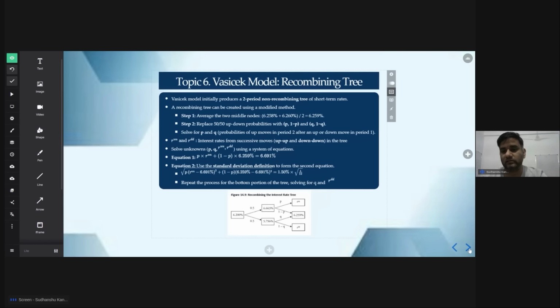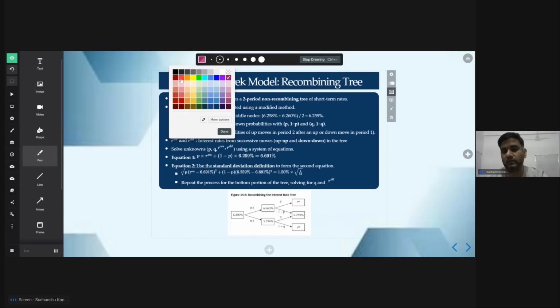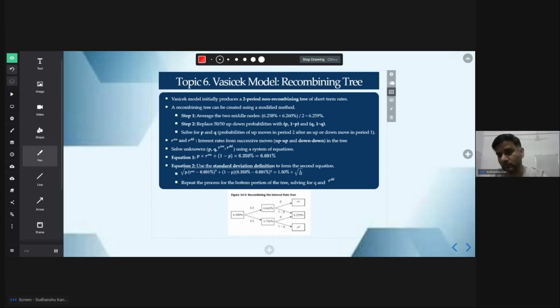Now we are moving into the next part, recombining trees. After studying the non-recombining trees, understanding the limitations, the problem areas, why it happens, and what exactly led to that kind of problem, we now move into recombining trees, where the model is adjusted to fix the non-recombining problem we just saw. The problem was that in Vasicek, your up-down movement was not equal to down-up. So we produced a two-period non-recombining tree for short-term rates. Now this made the tree non-recombining, right?